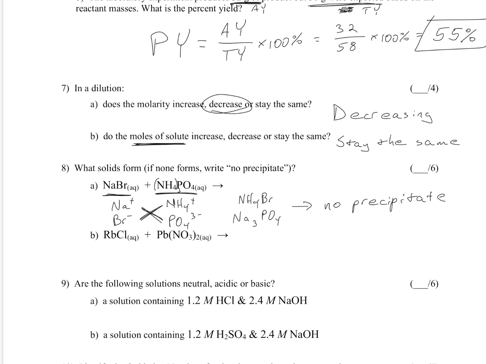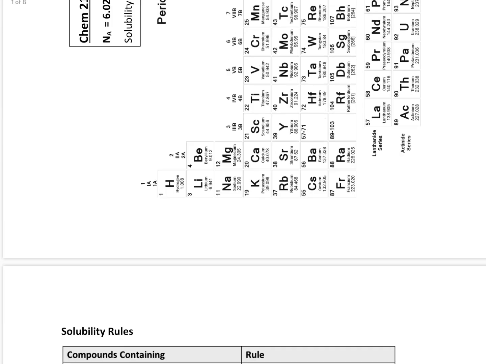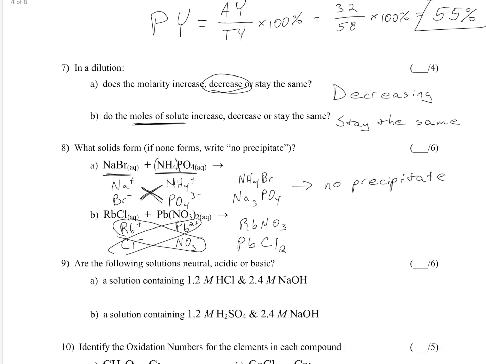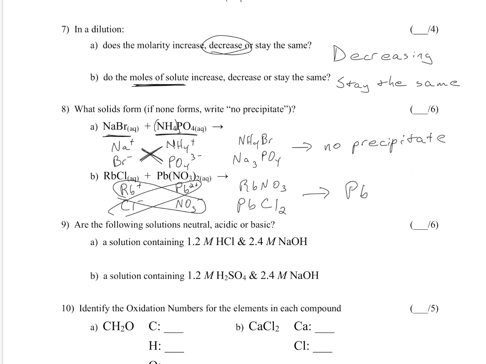Moving on to 8b, we have rubidium chloride, so that produces Rb+, Cl-. We have lead, this is 2+, and NO3-. We can get this or we could get this. So we could form rubidium nitrate or lead 2 chloride. Looking at these two, rubidium is always soluble. Chloride is soluble except with lead. So that means lead chloride is insoluble. So PbCl2 is the precipitate that forms.